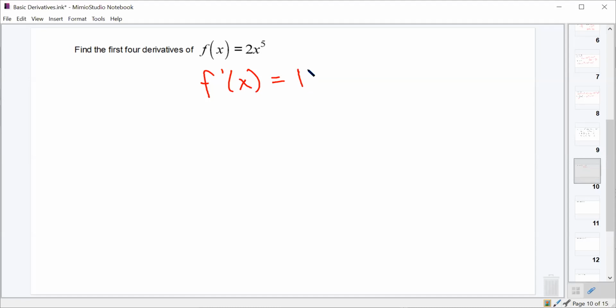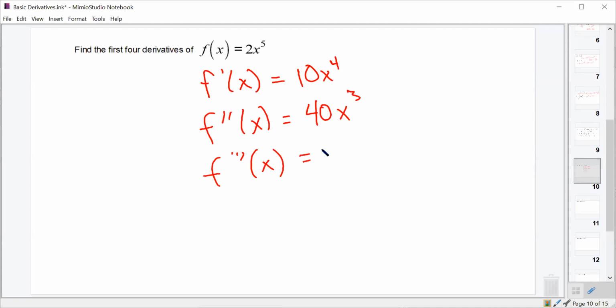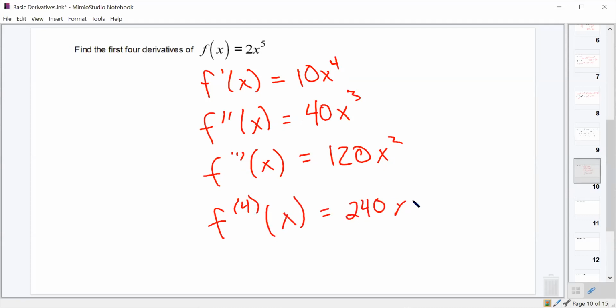10x to the fourth, exactly. So our second derivative is just the derivative of our first derivative. So what's the second derivative of f? 40x cubed. And our third derivative should be 120x squared, and our fourth derivative should just be 240x.